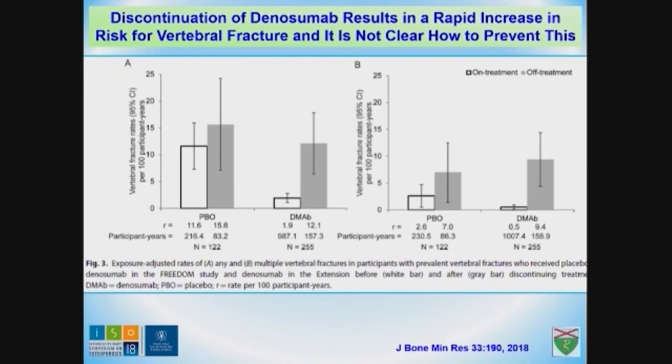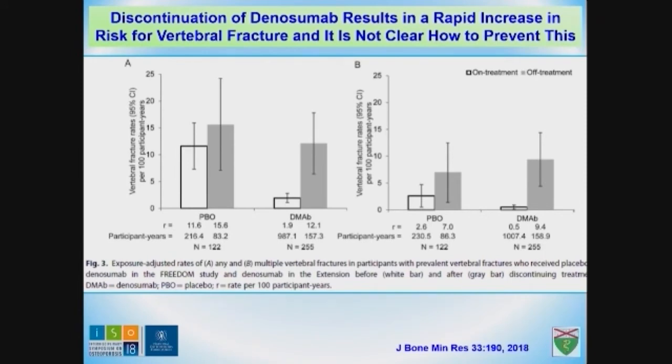So if you look at the relative risk of fracture in the group that goes from placebo to placebo, you see that there's not much change. If you look at the risk of fracture in the Denosumab group switched to placebo, there's a huge increase in the risk of vertebral fracture. And the vertebral fracture rates, again, not much change with placebo, but off treatment, dramatic increase. We are learning now how to prevent this, but we don't have all the answers yet.